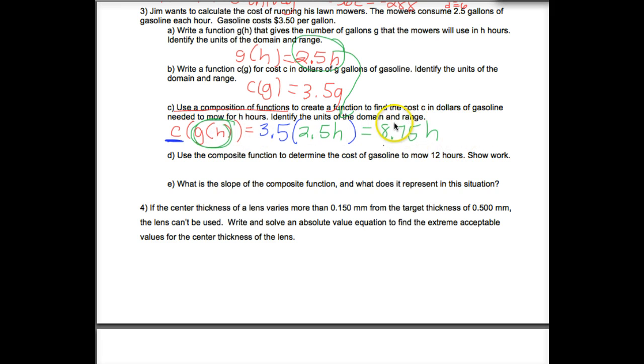Units of the domain and range, it already kind of tells you that in the question. But domain is always what we're putting in. So in this case, we're putting in hours. And our range is what we're getting out. What we're getting out over here at the end is cost, which is measured in dollars.